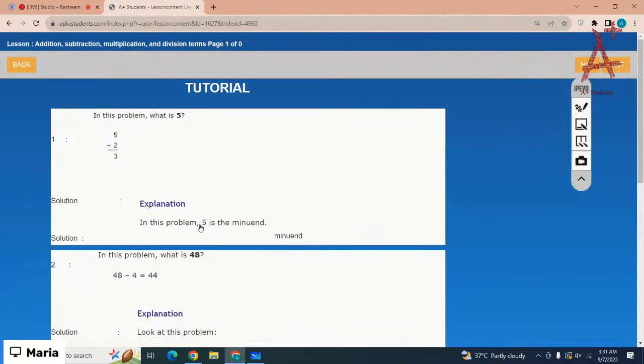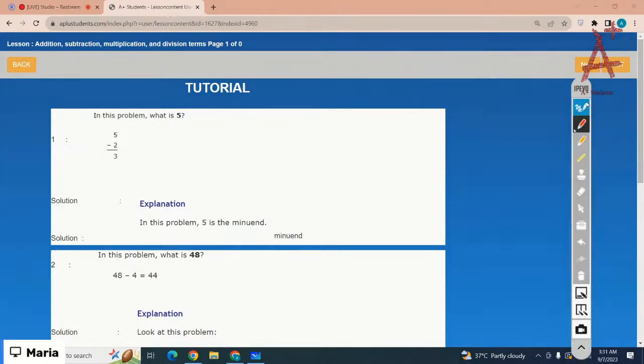In this problem, what is 5? 5 is minuend, 2 is subtrahend, right? You can just remember these words. The greater number, or the number you are subtracting from, is minuend. The smaller number is subtrahend, to be subtracted. So you are going to subtract 2 from 5. So 5 is minuend, 2 is subtrahend, and 3 is the difference of these two numbers, right?